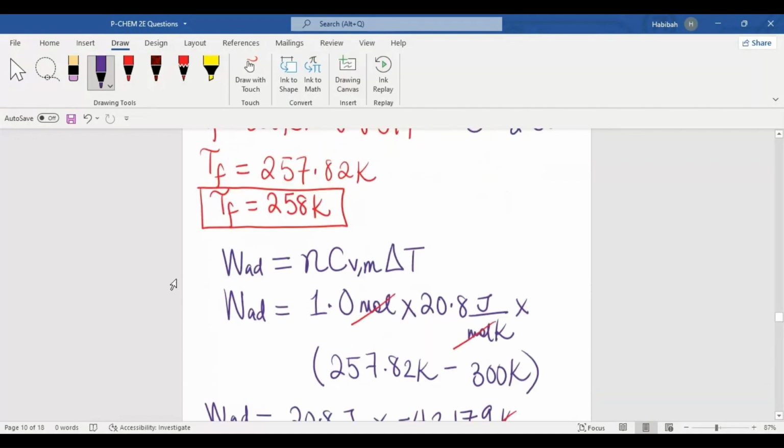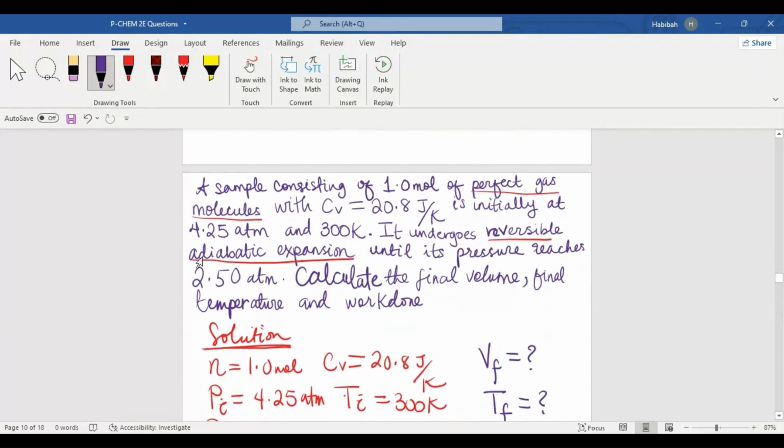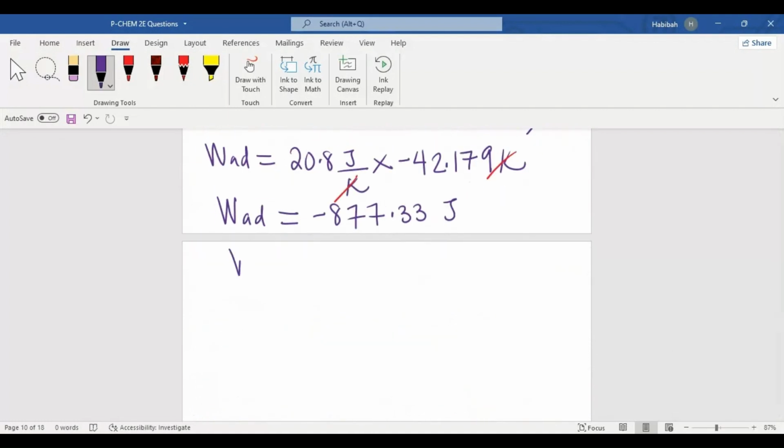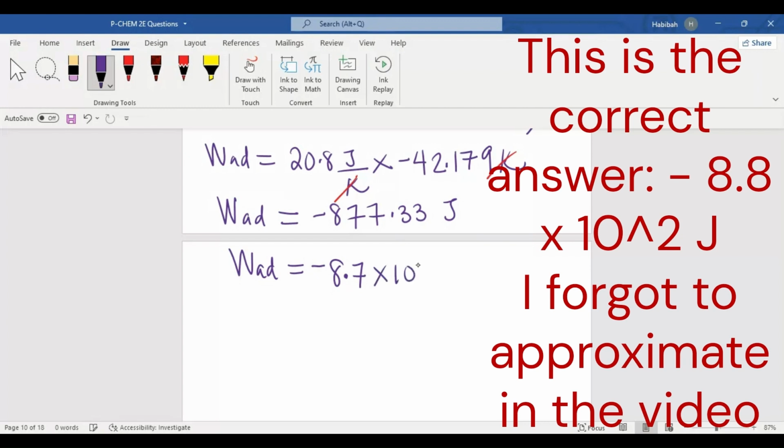Now let's go back to our question. We're given our initial question in two sig figs. So we're going to be putting our answer in two sig figs. So what this would look like is adiabatic work done is going to be negative 8.7 times 10 raised to the power of 2 joules. So this is basically the answer to the question.